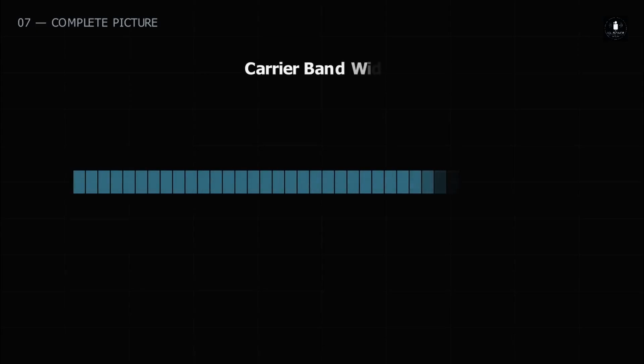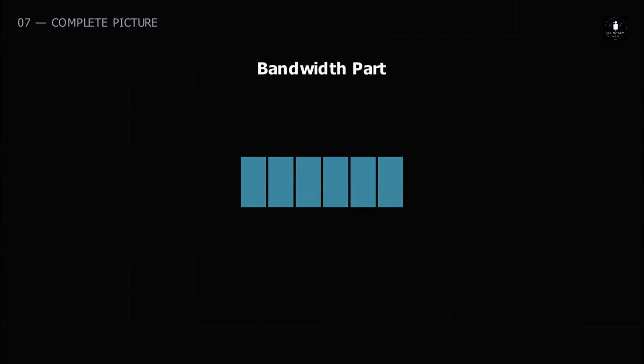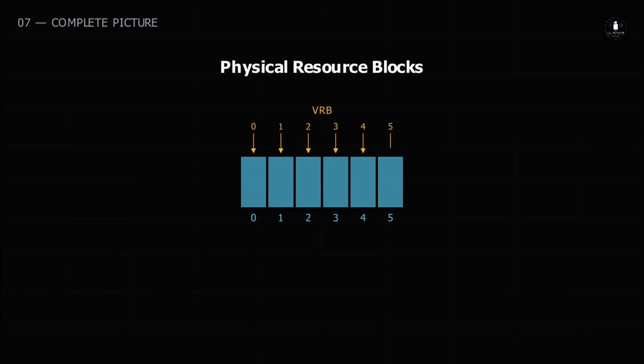Everything begins with the carrier bandwidth. The resource blocks inside the entire carrier bandwidth are called common resource blocks. The transmission happens only in the bandwidth part. The resource blocks present in the bandwidth part are called physical resource blocks. The scheduler maps symbols onto the virtual resource blocks.